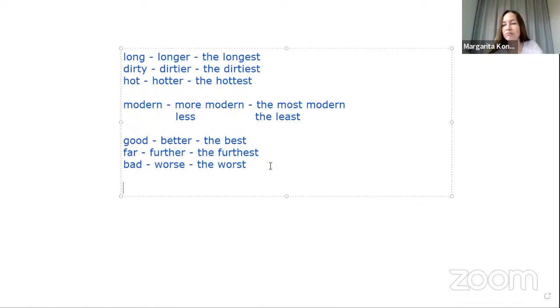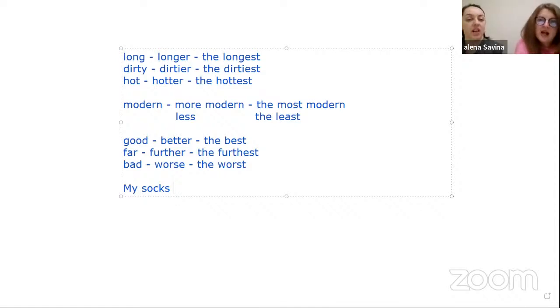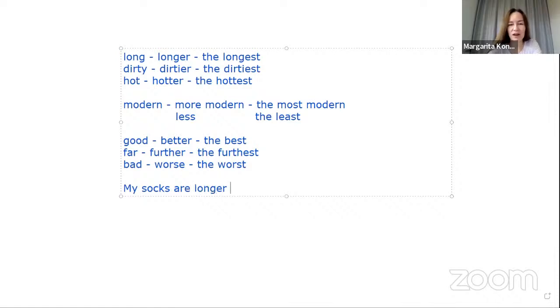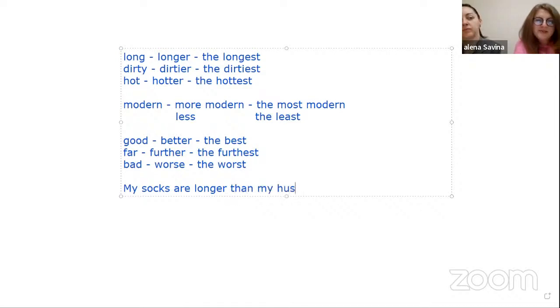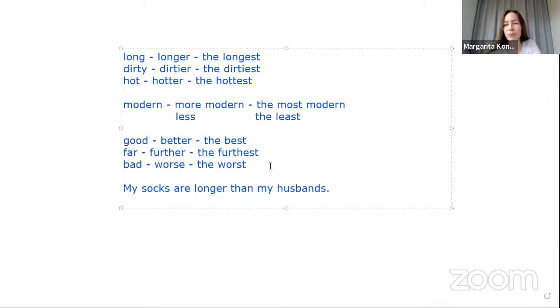Okay, so sentence example. My socks longer than my husband's socks. Okay, my socks. Go on, then you need a verb. Longer. And what about the verb? Then my husband's socks. Yeah, husband's with an apostrophe. Then my husband's, we can say like that, yeah? And that's it. Okay, and what about the superlative form?